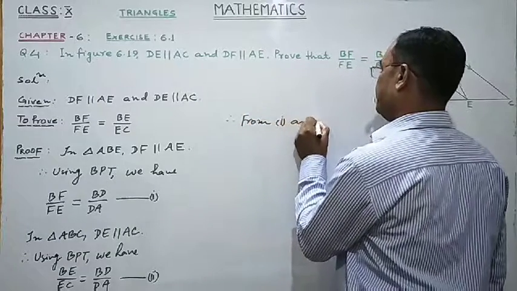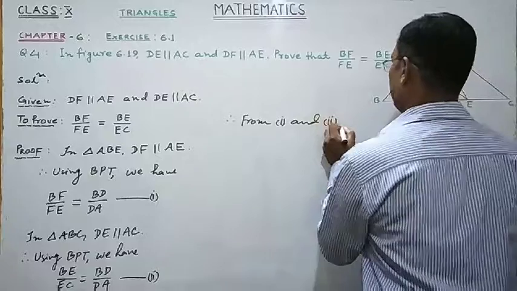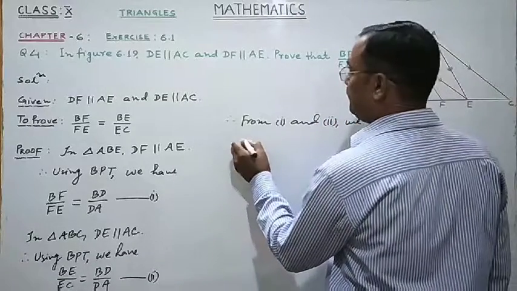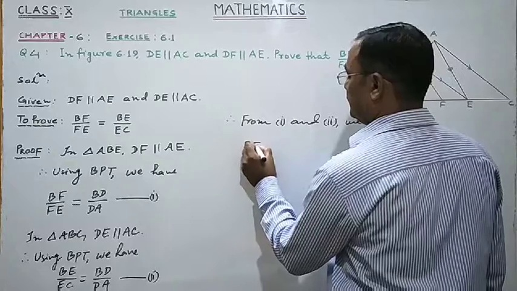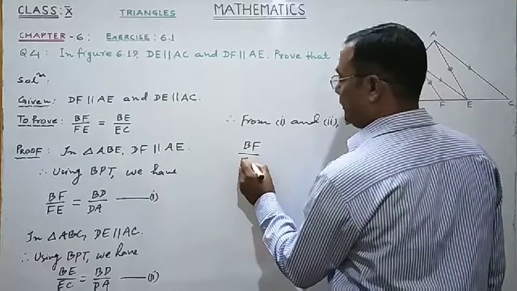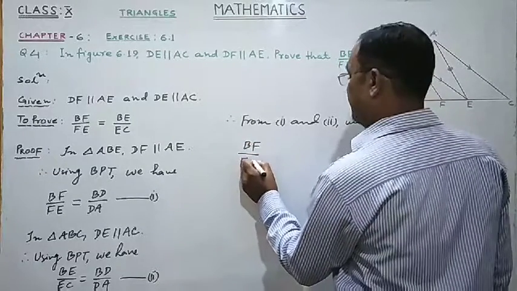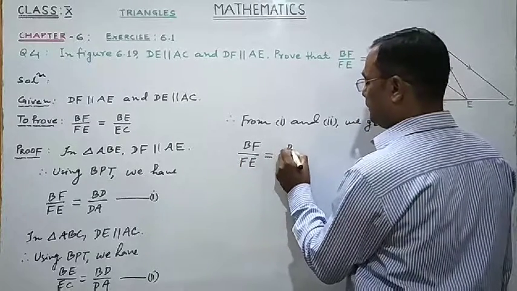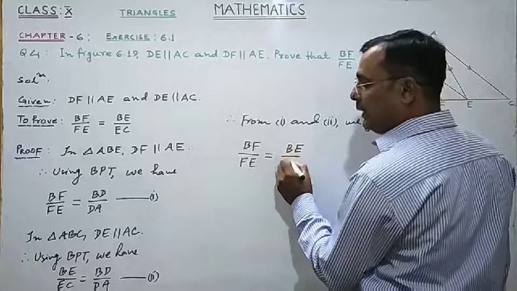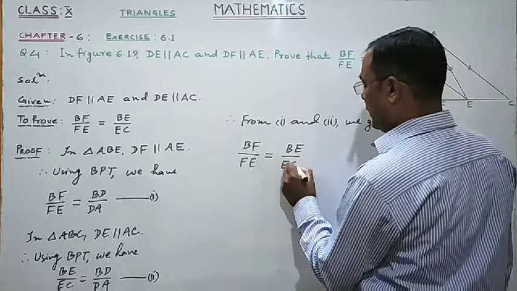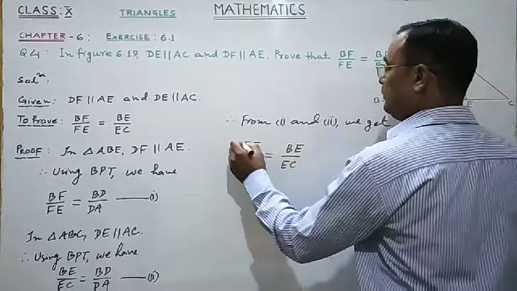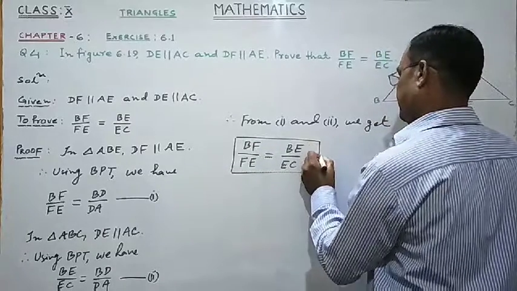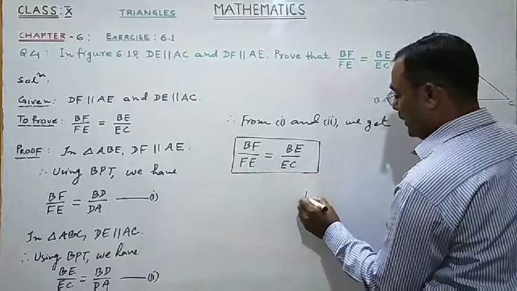So therefore, from 1 and 2, we get BF by FE is equal to BE by EC. Hence proved.